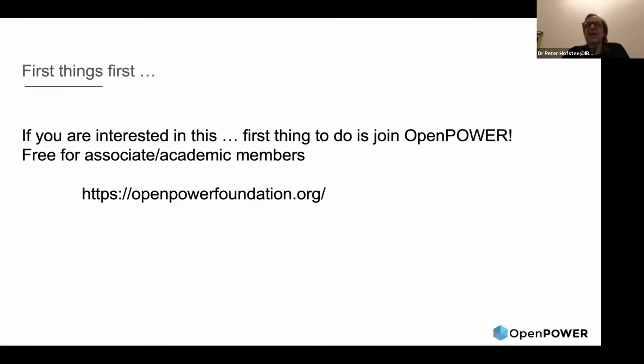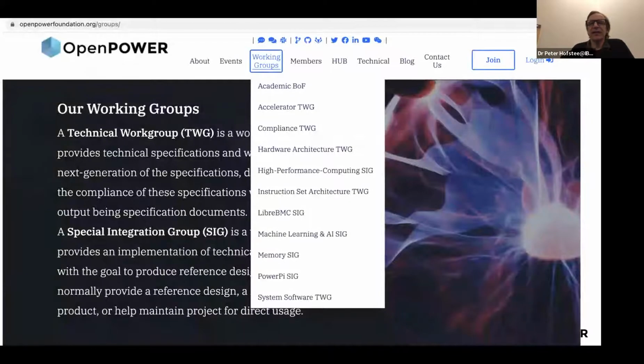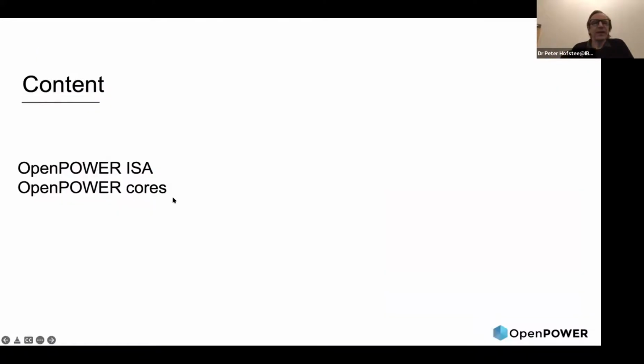So first thing I'd like to say is, if you're interested in this, take a look at the OpenPower Foundation website. It's free for associate and academic members, and there's quite a bit going on there. So I hope that maybe during this course you will develop a taste for this kind of activity and become actively involved. I took a snapshot of the different working groups that form the core of this foundation. So that gives you an idea of what is going on there.